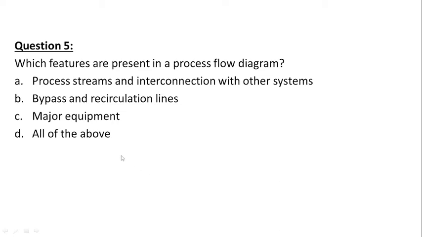So next question: which features are present in a process flow diagram? In a process flow diagram, can you identify which features are available? Can you please tell? All of the above. Okay. Then what will be present in a process and instrumentation diagram? What will be the difference?